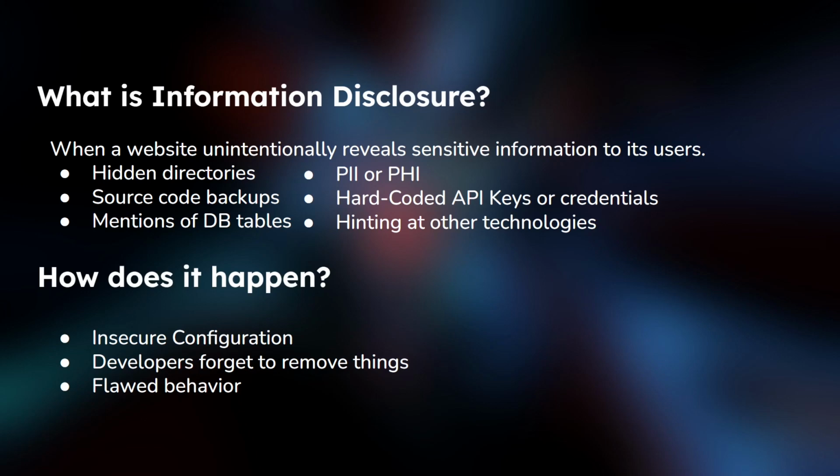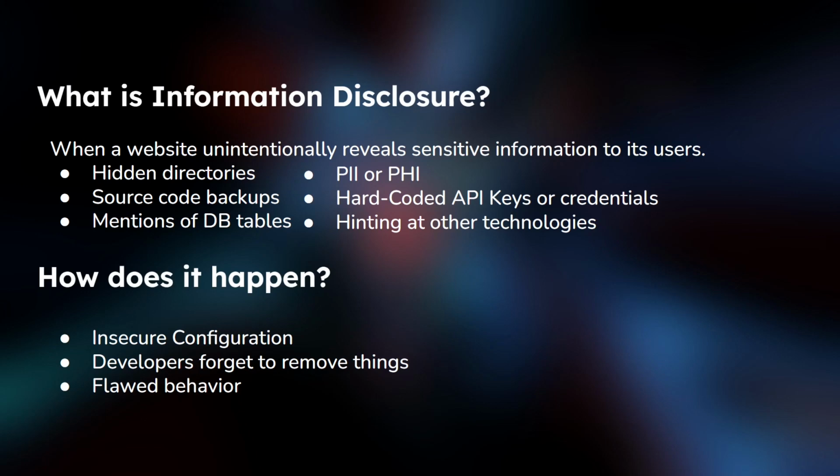Source code backups. So, if you still have your Git repository plugged in or your .git repository easy to find, that would be a good example. Hard-coded API keys or credentials. Usually you'll find that in source code, if you're able to dump it. But even so, you should assume that if somebody does have your source code, they can ruin it.